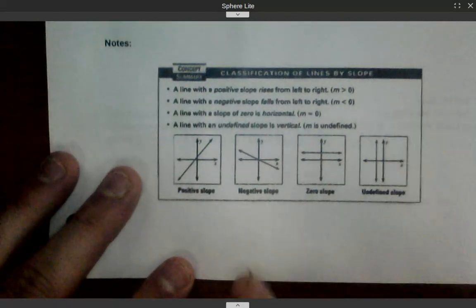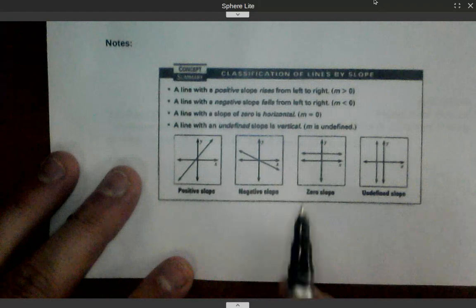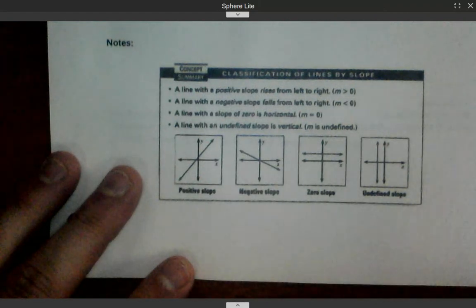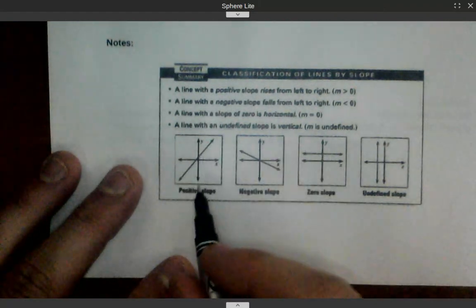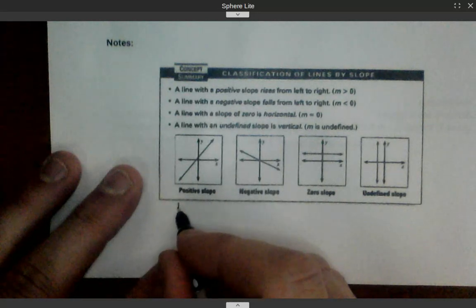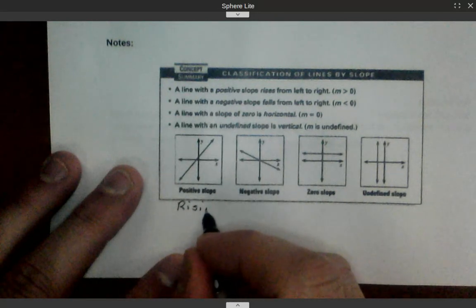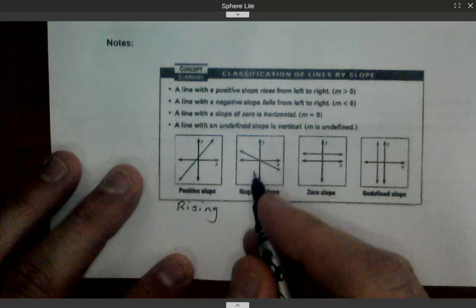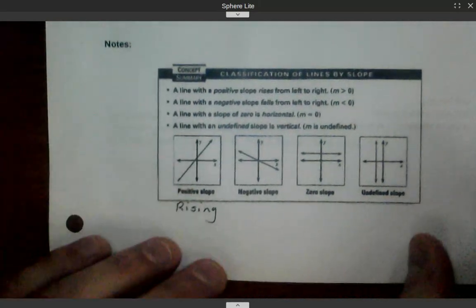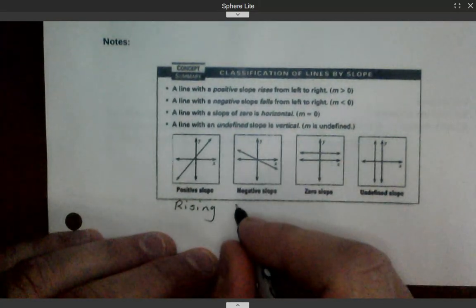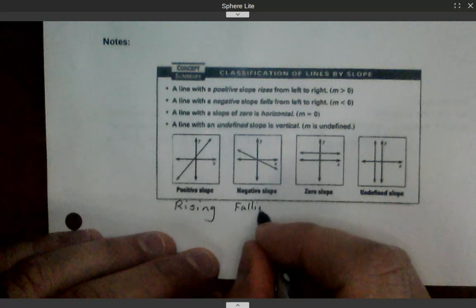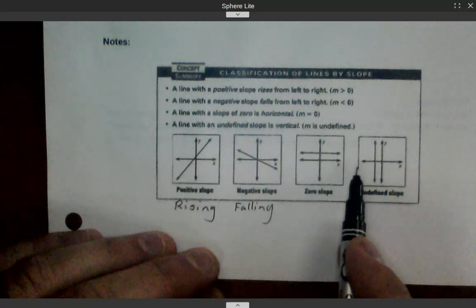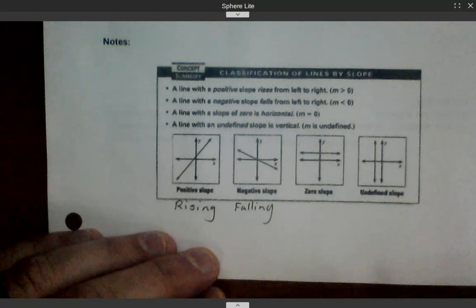Now we have a couple different types of slope. We have positive, we have negative, we have a zero slope, and we have undefined slope. When we have a slope that is positive, we often say that this type of slope is rising as we look at it going from left to right. If it's a negative slope, we see that it is falling. And then a horizontal line has a zero slope, and an undefined slope is a vertical line.